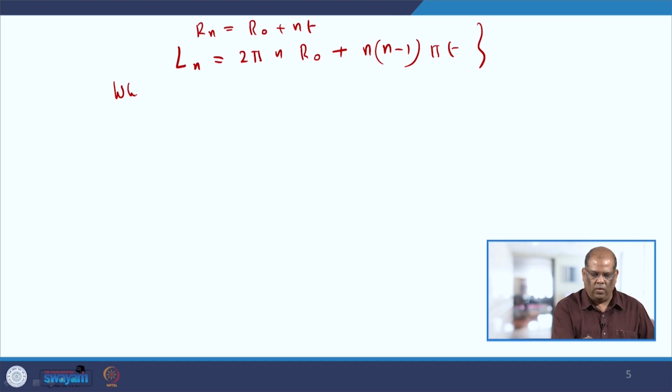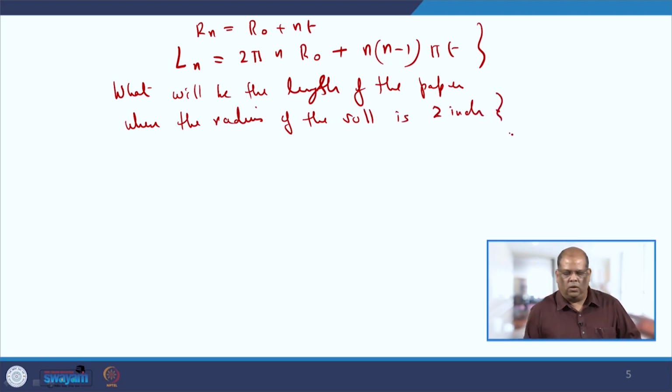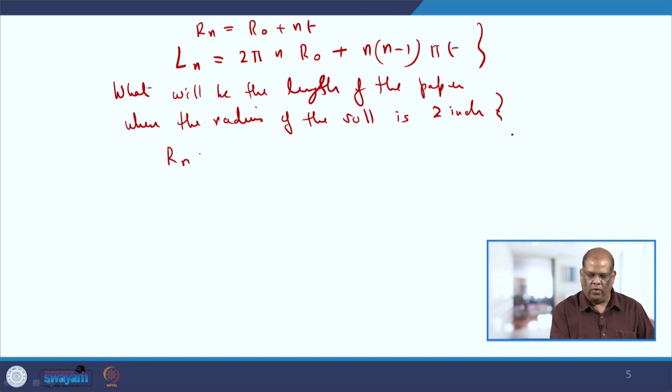Let us now answer the question. What will be the length of the paper when the radius of the roll is 2 inch? So, either you know the length and you find the radius, or you know the radius and you can find the length. So, you have your Rn, which is R0.